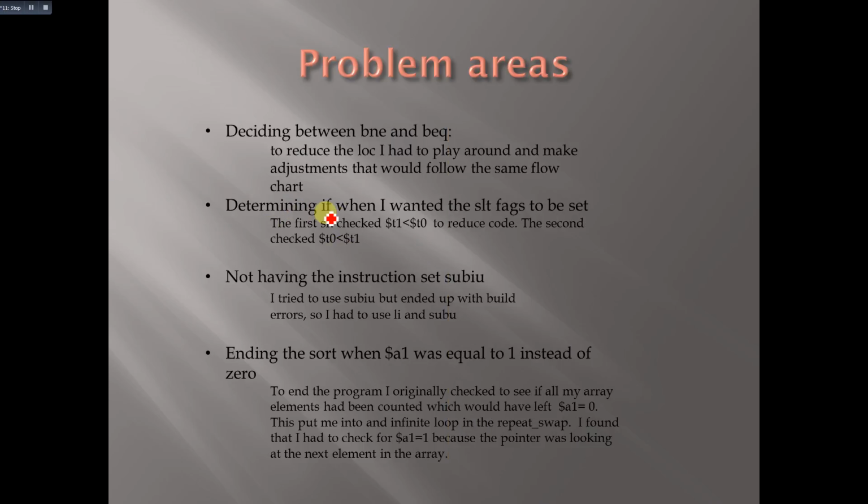The next was determining if and when I wanted to use set less than flags. The first one I checked T1 less than T0, and this reduced the code because I was able to fall through straight into a swap. While the second one, I used T0 less than T1, and this is because I wanted to jump out of that if they were equal, because I knew that I didn't have to perform any swaps.